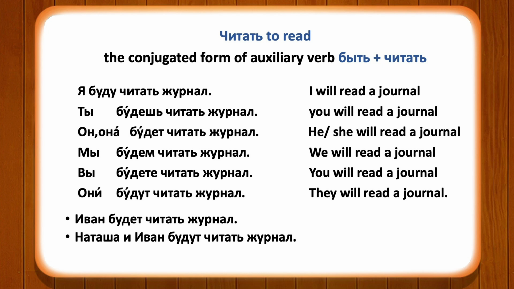So я буду читать. The future tense form of the verb читать, for pronoun я, will be я буду читать. We can make a sentence like this: я буду читать журнал, which means I will read a journal, or I will be reading a journal. Let us see the conjugation further.